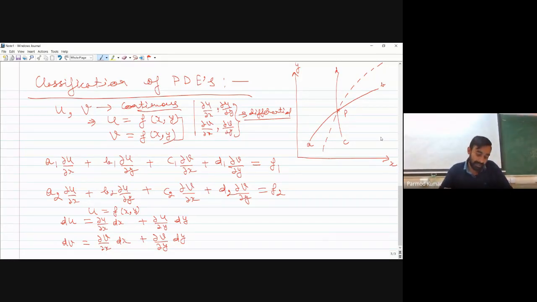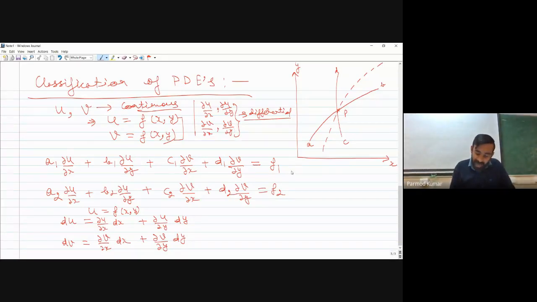But at this particular moment I am representing two directions AB and CD over which my functions are differentiable, and one direction I have plotted with a dashed line, and I am saying that along this particular direction del u by del x, del u by del y, and del v by del x, del v by del y are indeterminate. If these are indeterminate, it means I am contradicting the assumption which I have initially taken. So how this thing is true, we will try to see over here.